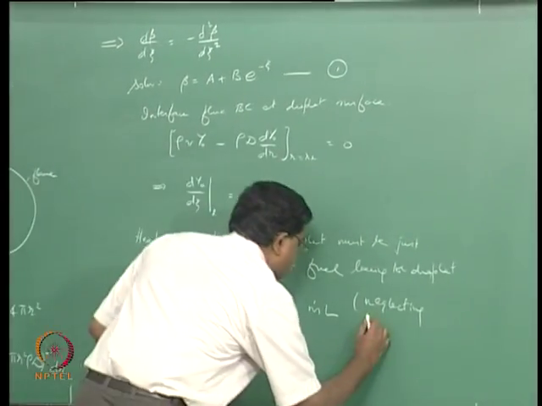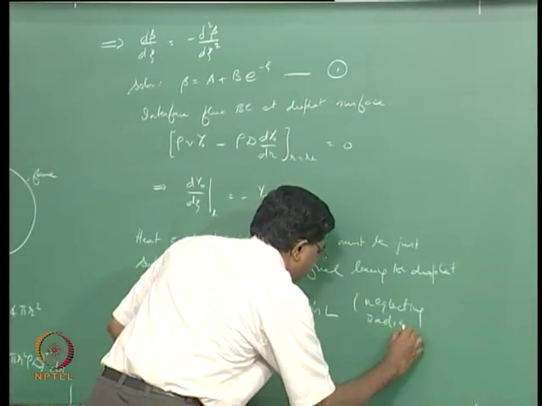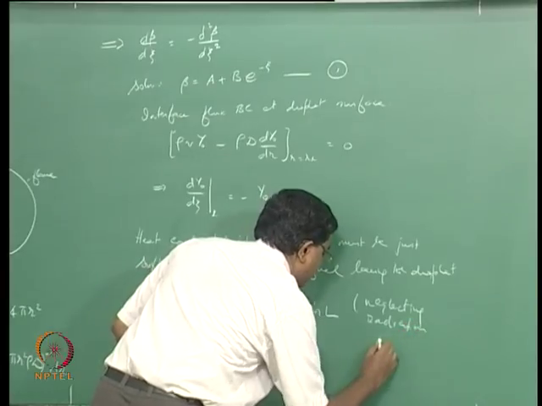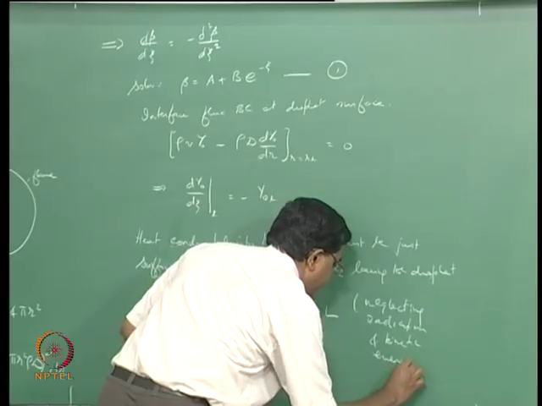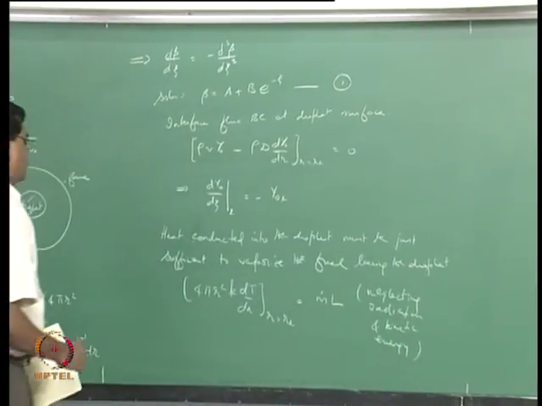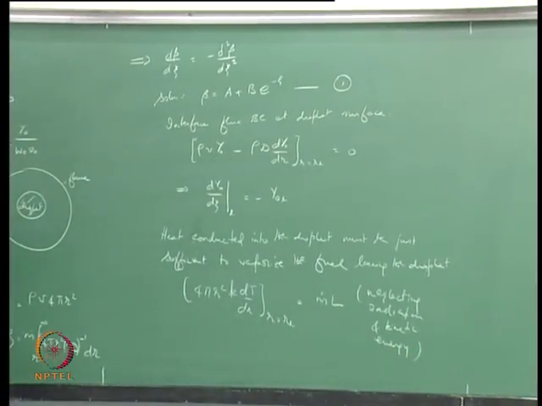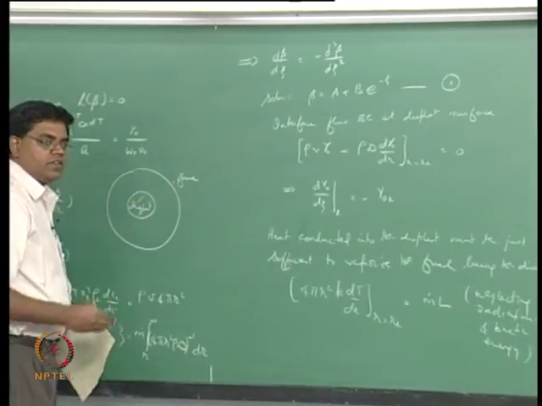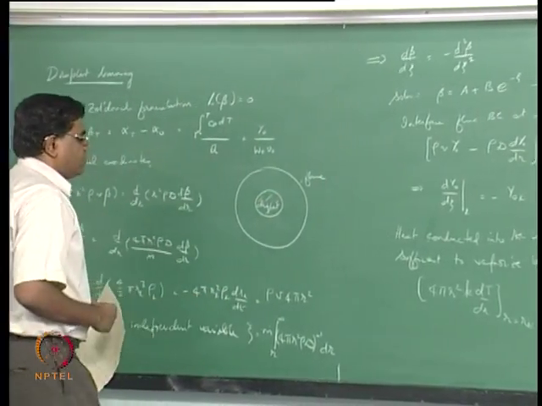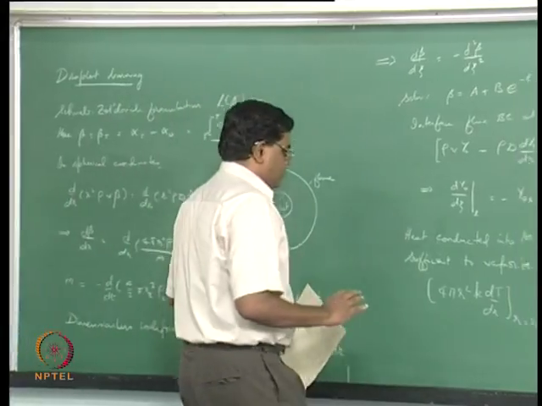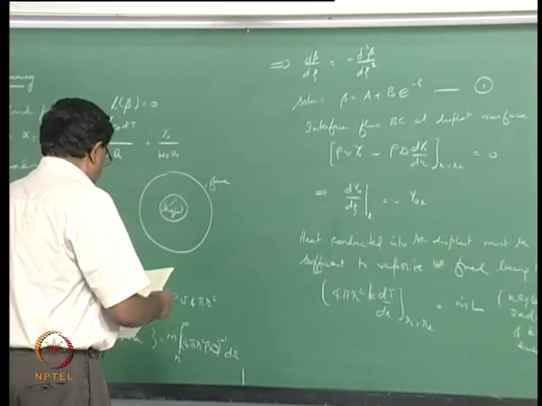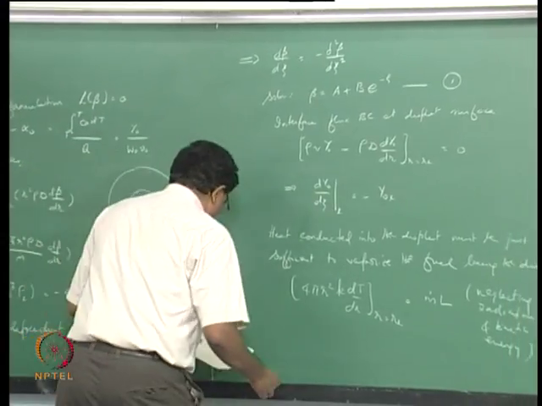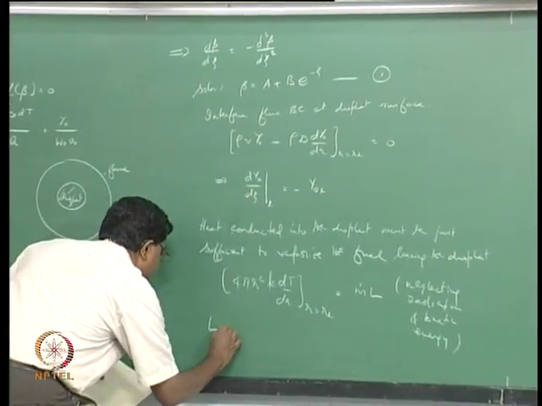So neglecting radiation and kinetic energy. We are not worrying about this little kinetic energy that we are going to have for the vapors that are coming out at a certain velocity because of the droplet regression. That is significantly small, so it is reasonably okay to neglect it. Now L, of course, is the latent heat of vaporization.